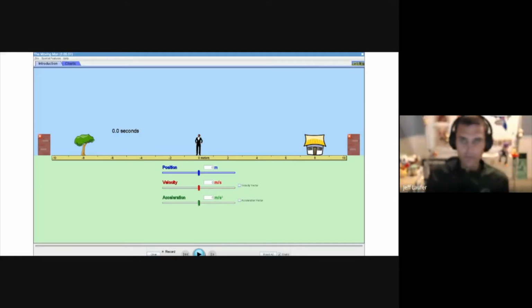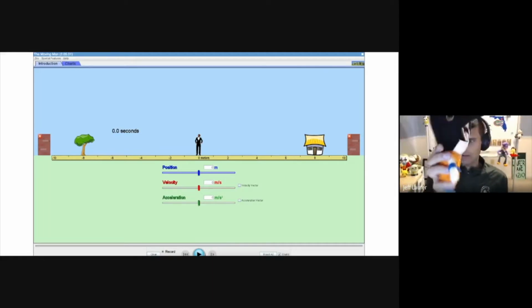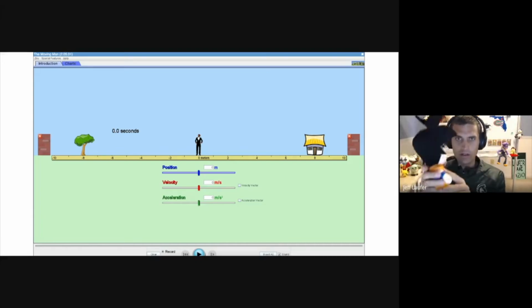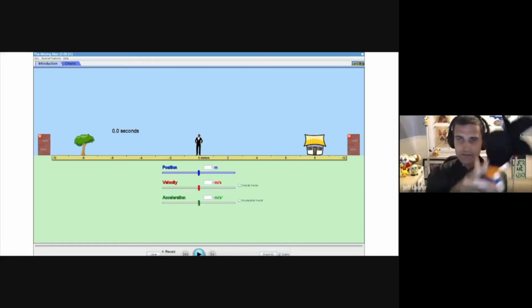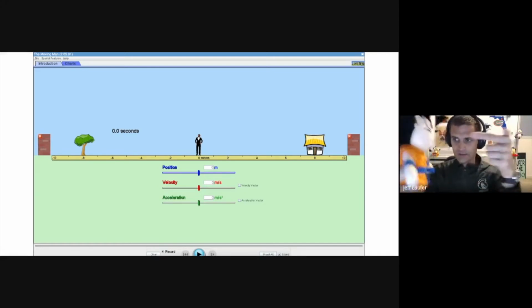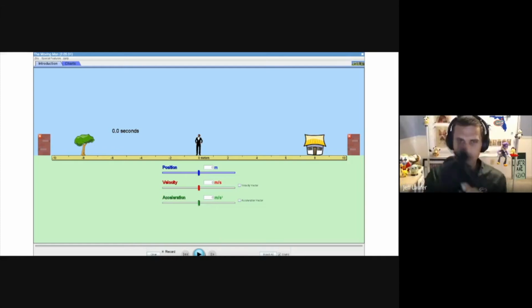Okay, so a quick word about velocity versus acceleration and how that affects speed. So when velocity and acceleration are in the same direction, an object speeds up. When they're in opposite directions, that means the object's going to slow down.